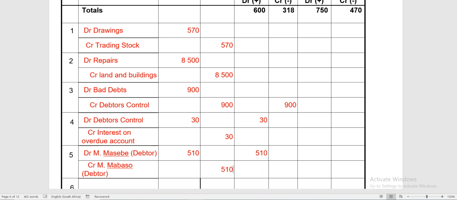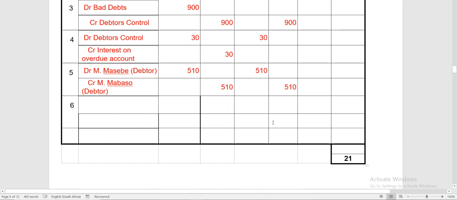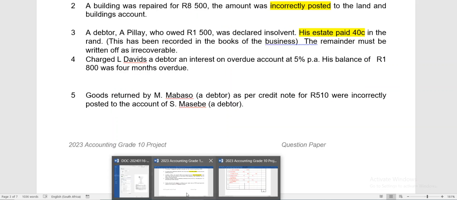Okay, but how does this affect the control? Remember, this information was also posted to the control, so we must also go and do the correction because this affects the control. We must also go and minus that 510 that was added as a posting from his account to the control account. Okay, so you record it 4 times like this. I'm not sure if you guys understand, but if you don't understand, you will get in touch with me.